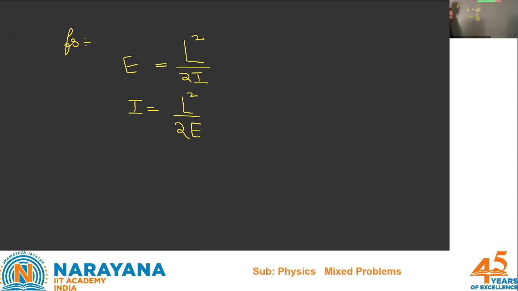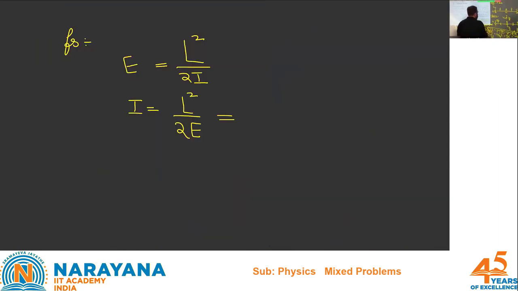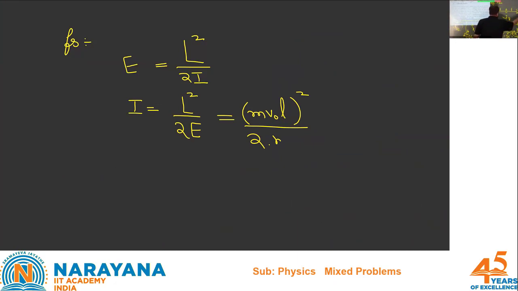Good enough? And that changes the problem, because L I already know is constant in this problem, which is m v₀ L. So this becomes (m v₀ L) whole square upon twice of E. And what is E in this problem? That will become m v₀² by 3. So if you look into this expression, this comes out as 3 by 2 m L square. Observe that, your moment of inertia comes out as 3 by 2 m L square.